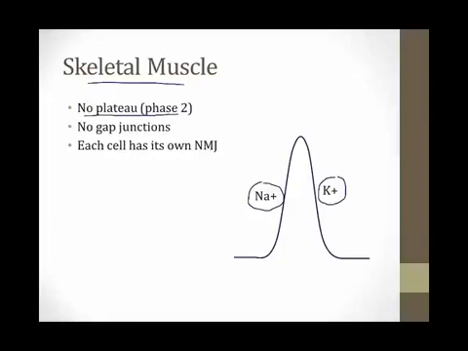In addition, skeletal tissue does not have gap junctions, so each cell has its own neuromuscular junction. In other words, each cell must be individually depolarized by a neuron because the depolarization cannot travel from one cell to another like it does in the heart.